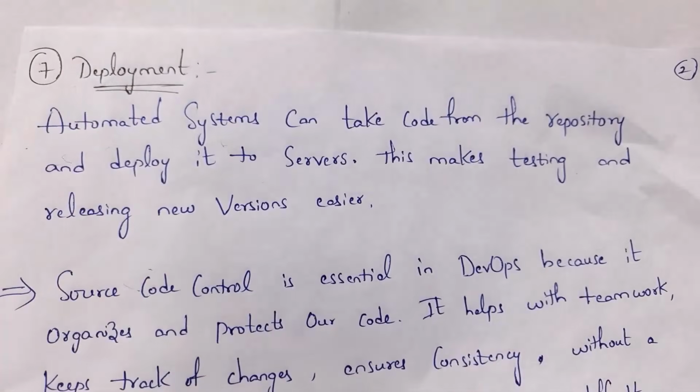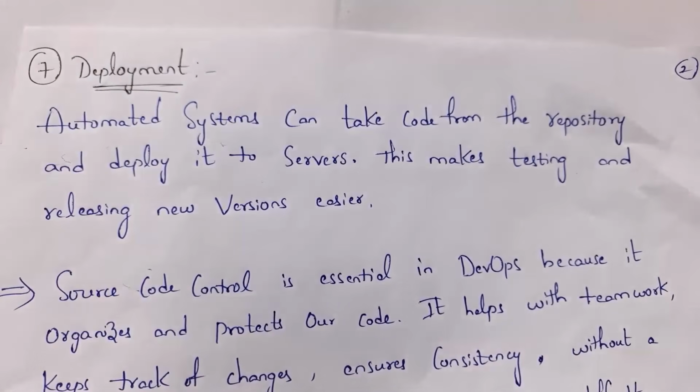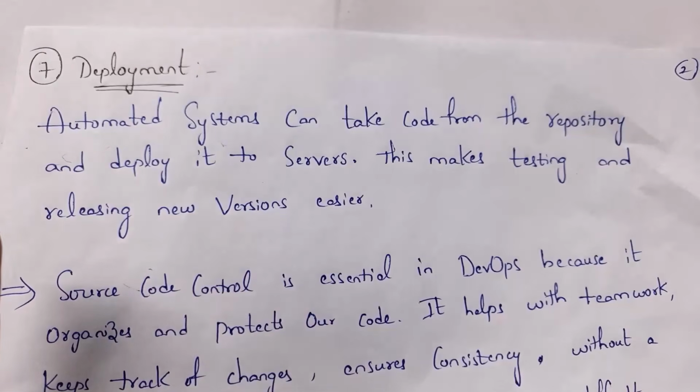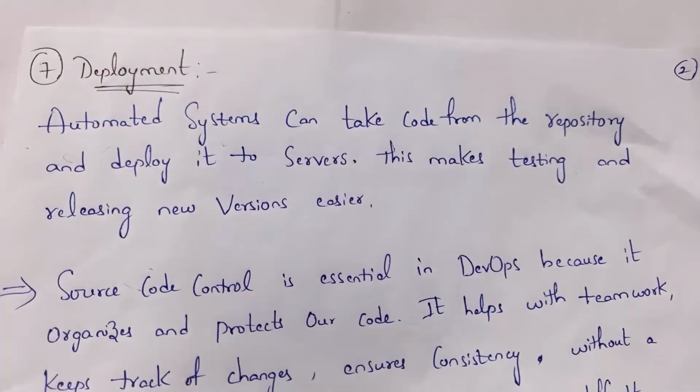Seventh one is deployment. Guys, in DevOps everything is automated. So whenever a developer performs any modifications on code, testing is automatically performed on that code and then that code is placed on the server. So in DevOps this process is automated. So releasing newer versions of software is very easy.